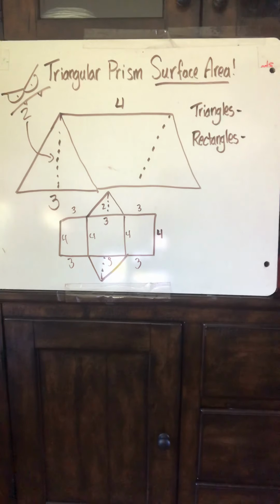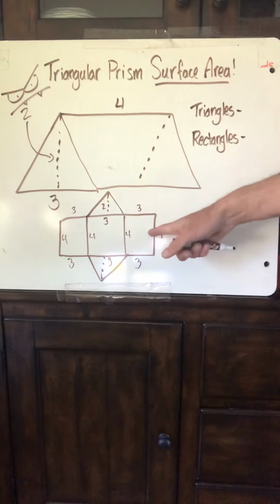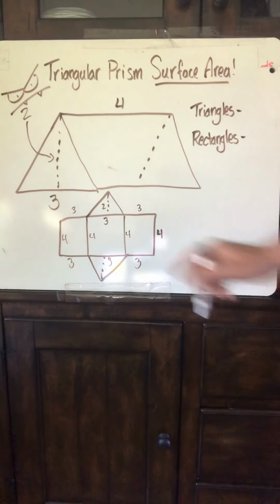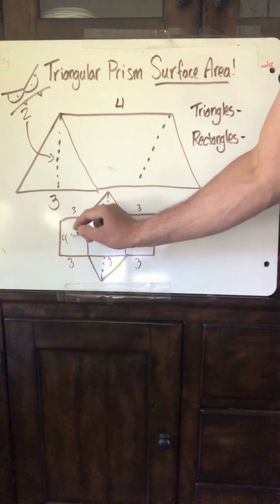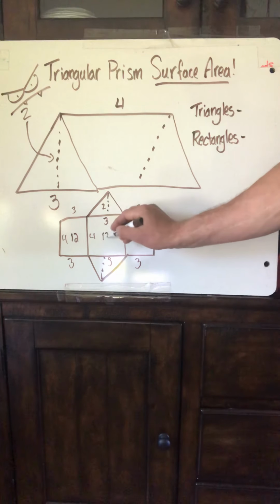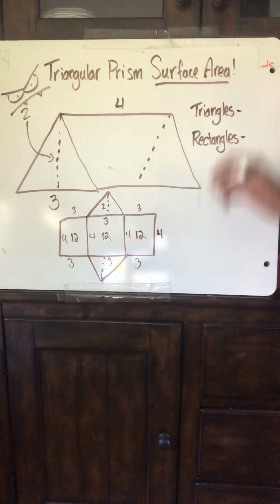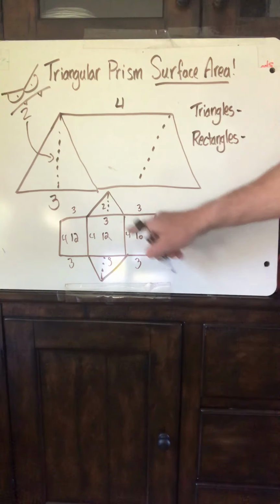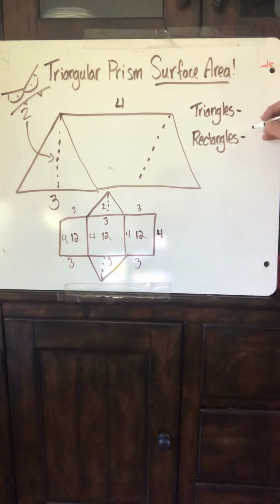So now all we have to do is find the area of 2 triangles and 3 rectangles. So let's take a look. If this rectangle is 4 times 3, base times height, that's 12. So that rectangle's 12, and that rectangle's 12. So our rectangles are 1, 2, 3 times 12. So that is 36.